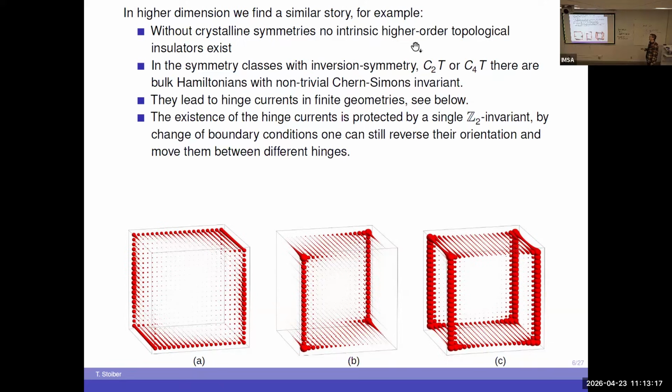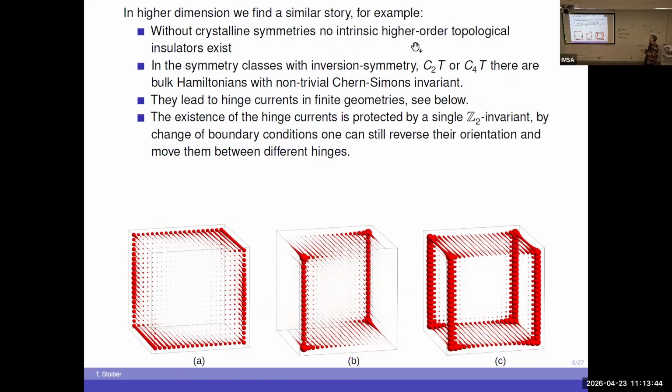So for example, we have non-trivial classes for these inversion symmetric models, where you must really have a loop of edge current which flows around specific sides of the crystal. And similarly for C2T and C4T symmetry, you must have hinge modes which flow around the symmetry relevant hinges, basically.